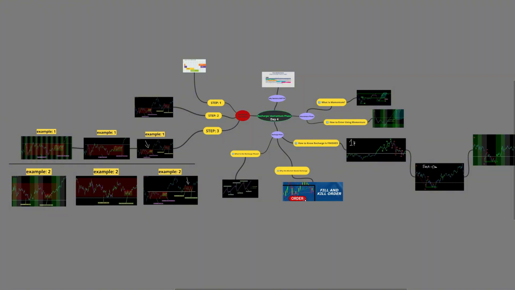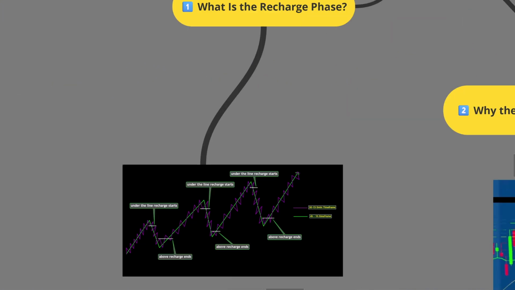So what is the recharge phase? The recharge phase starts immediately after the trap ends. Recharge means the market moves temporarily against the main trend. It builds temporary structure opposite of the main direction. Liquidity is collected, the market gathers orders to create a real move, and traders get trapped on the wrong side. So recharge is not a reversal, recharge is a loading phase.